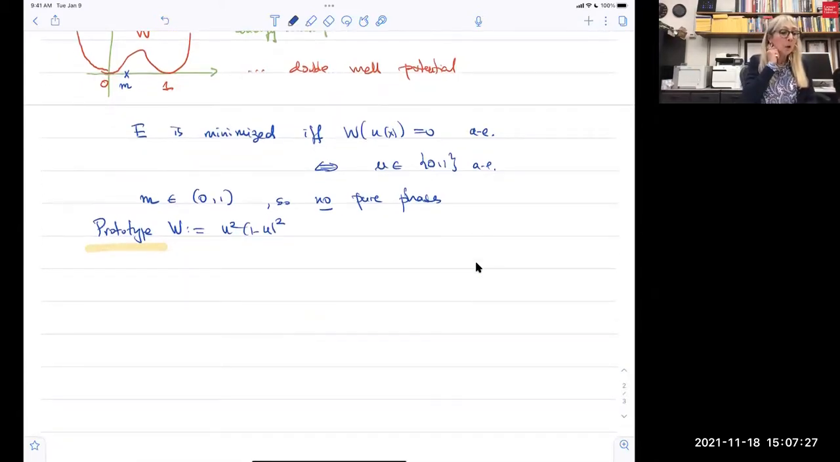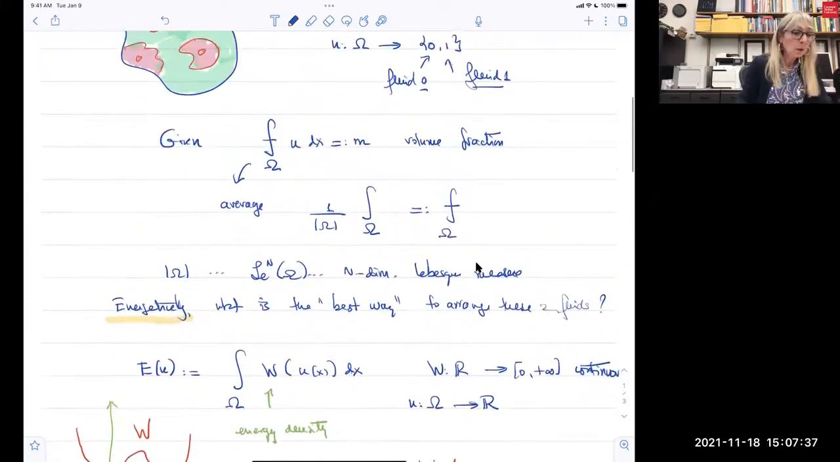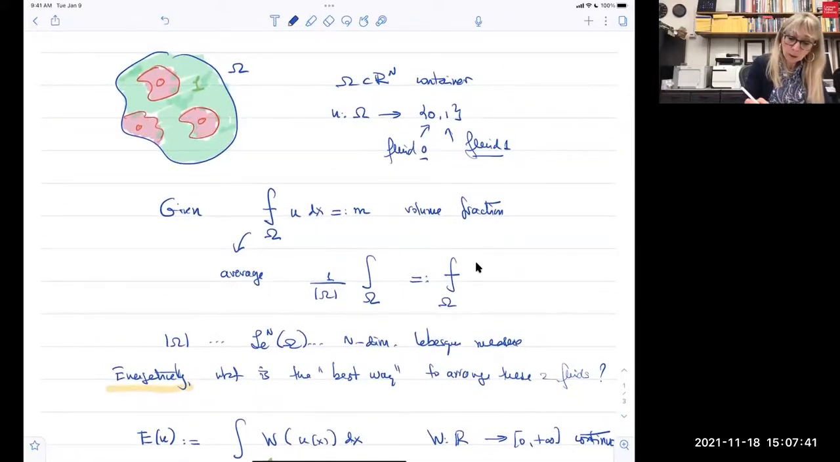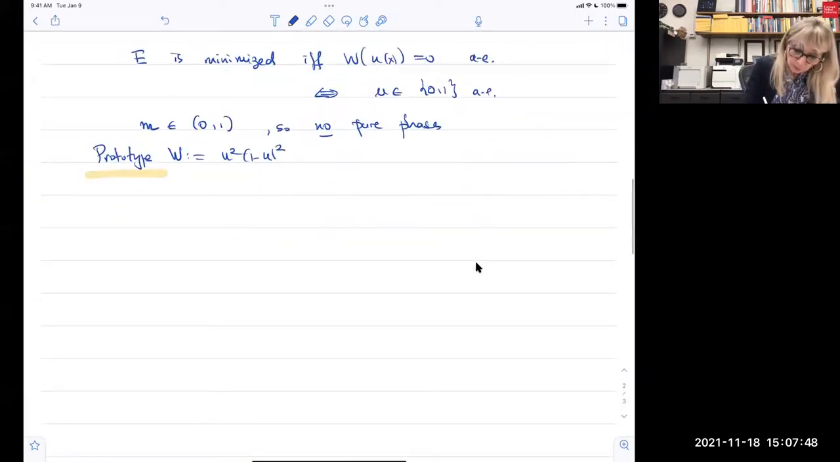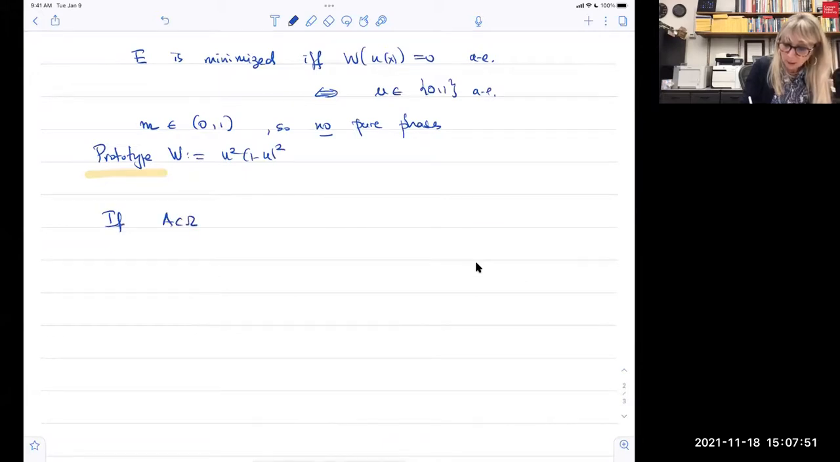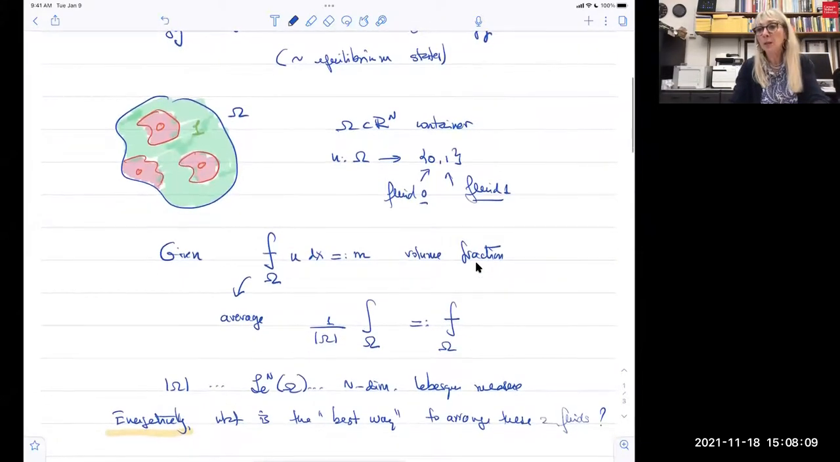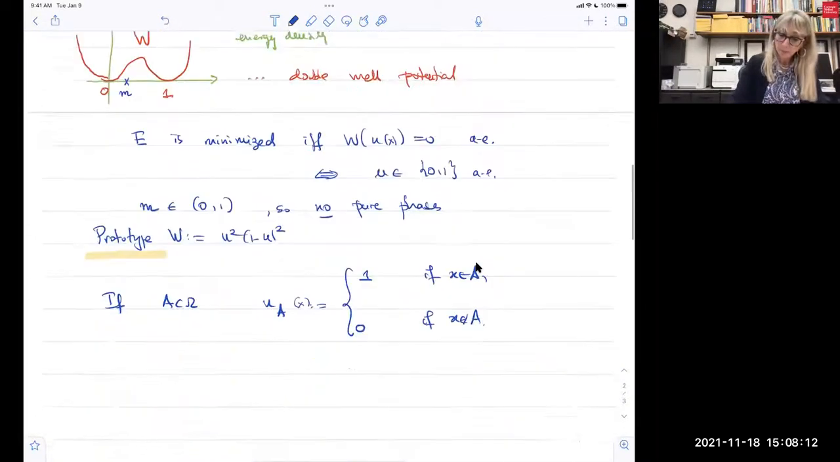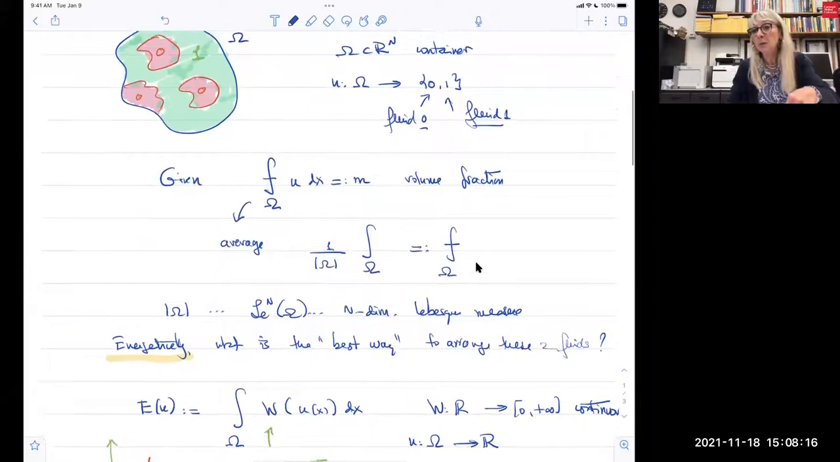Now, if I say A is a subset of omega, I'm going to define u sub A to be the function which is 1 if x belongs to A and 0 if x is outside A. So you're looking at a geometry like this one, right? It's just ones and zeros. Okay, so in this case, A would be the green region.